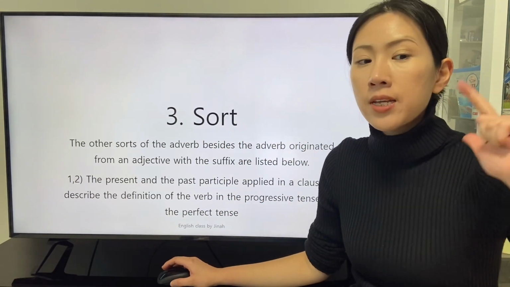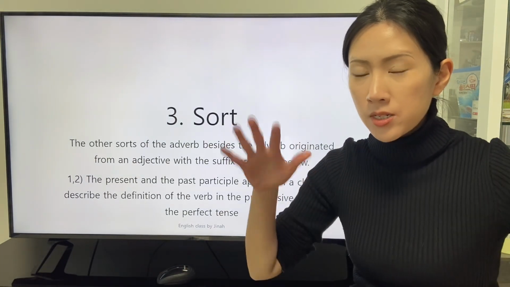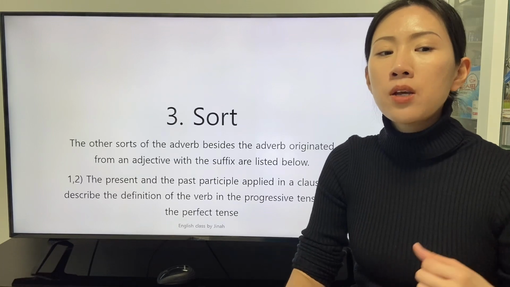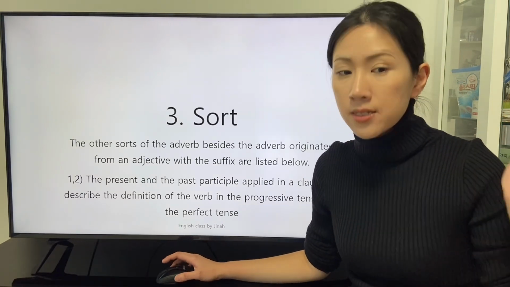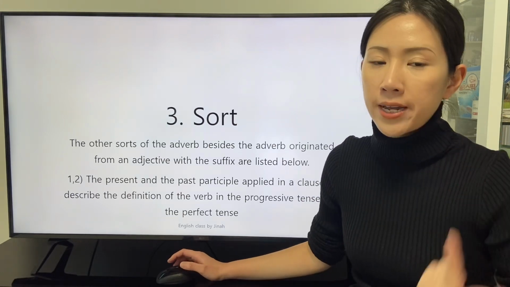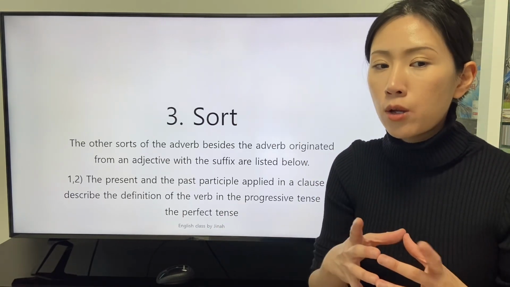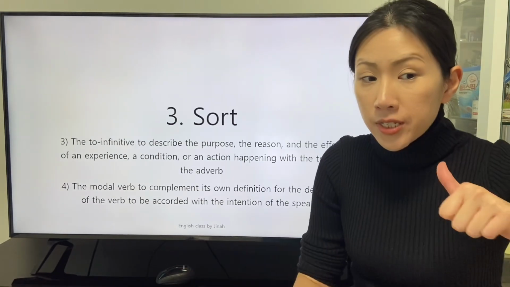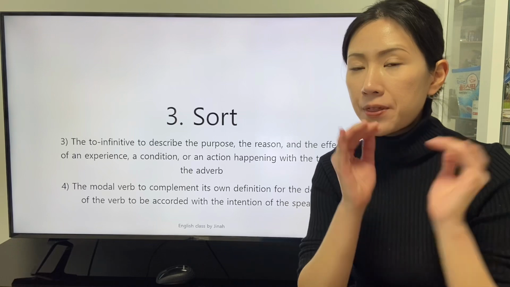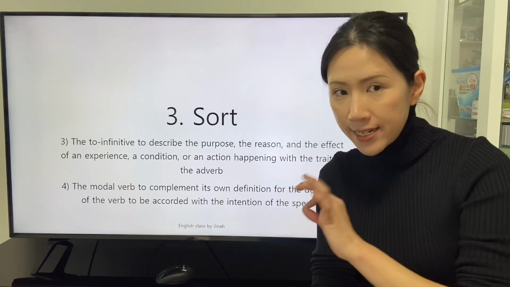The first and second sorts of the adverb that we will study in this class are the participles. The present and the past participle are applied in a clause to describe the definition of the verb in the progressive tense and the perfect tense. The third sort of the adverb is the to-infinitive.